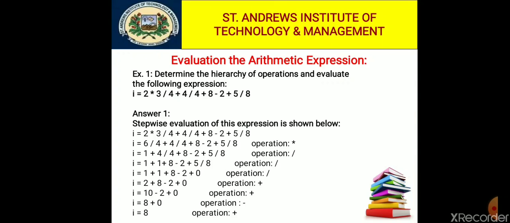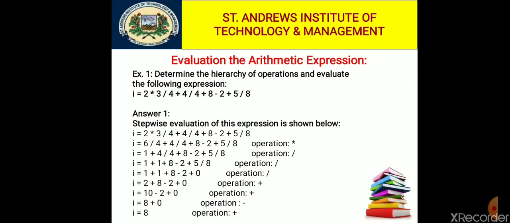Okay, in second line the multiplication operator is solved. So there are 1, 2 and 3 division operators used: 6 divided by 4, 4 divided by 4, 5 divided by 8. So we already know that in a single line we can solve only one operator, and we will move from left to right. So 6 divided by 4 is calculated first.